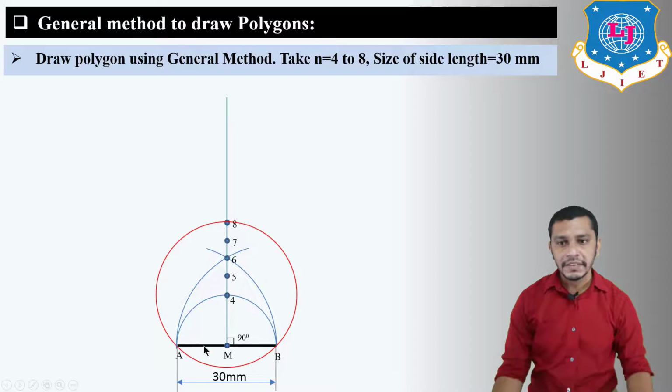After drawing the circle, measure AB, which is our side length of the polygon, and give an arc on the circle, 1, 2, and connect this line. You will get the square.